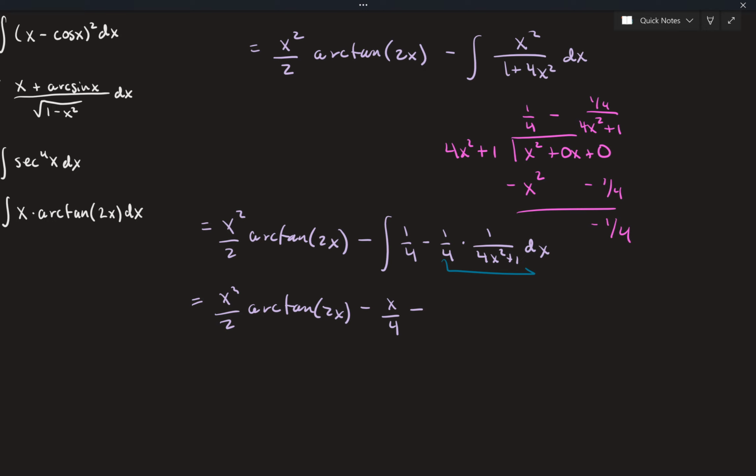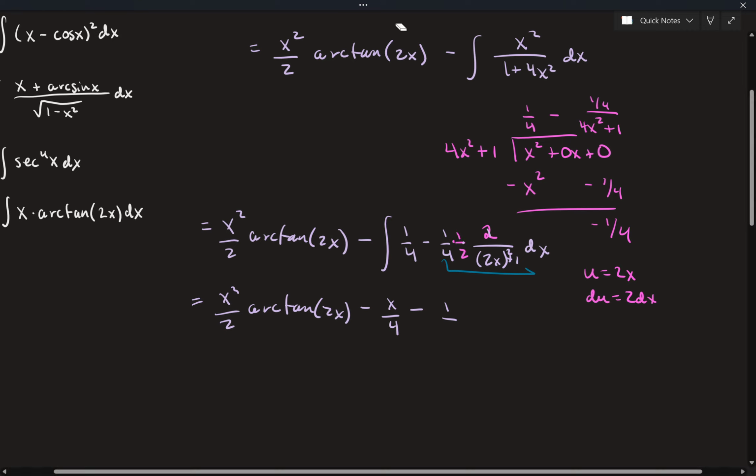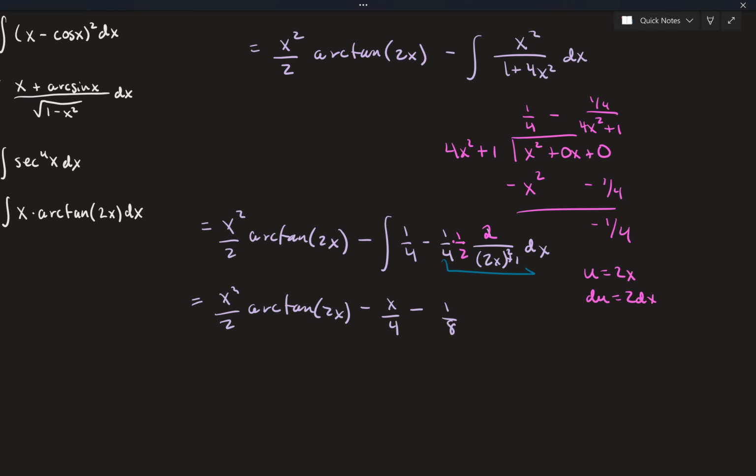It looks like an arctan, but I have to be a little careful about it. I have 1 over 1 plus 2x squared. So I'm going to do a quick u equals 2x. du is 2 dx. So I get minus 1/4, throw in a 2 dx, then divide by 2. So I've got minus 1/8 integral of 1 over 1 plus u squared du.